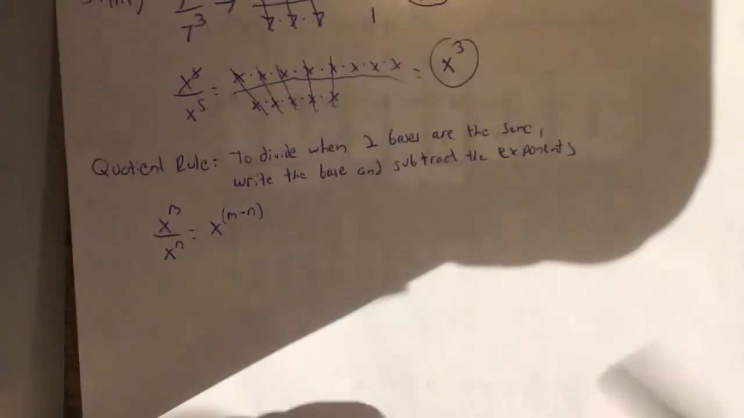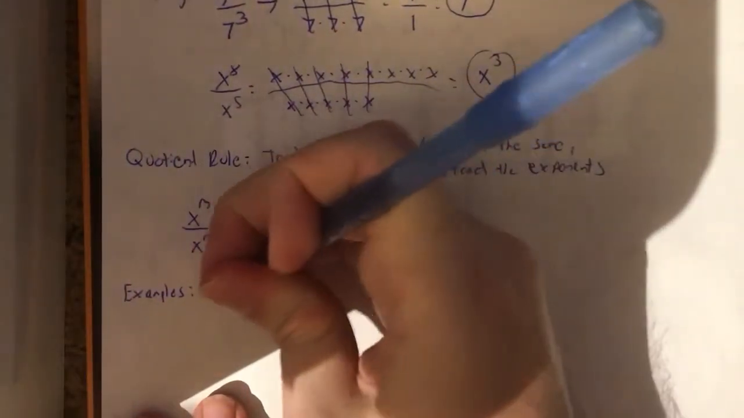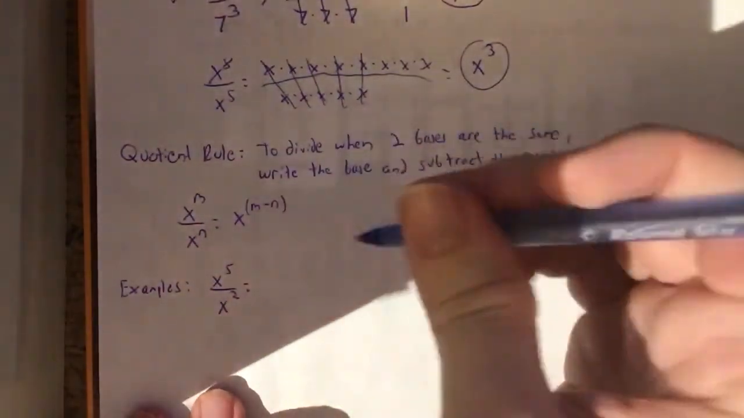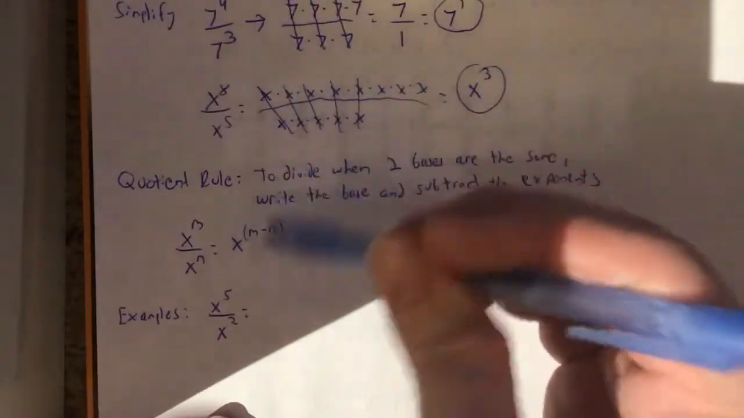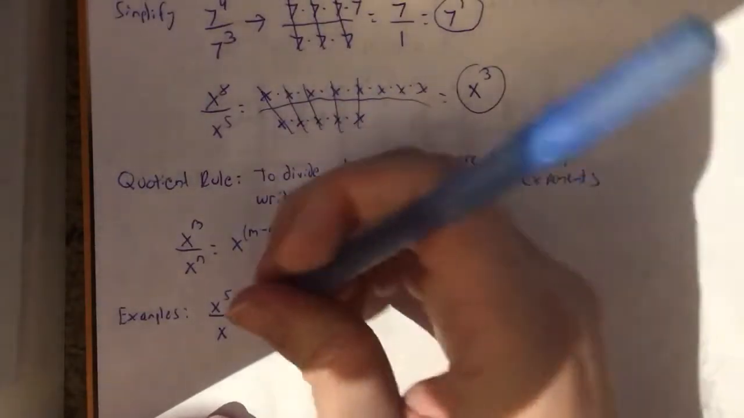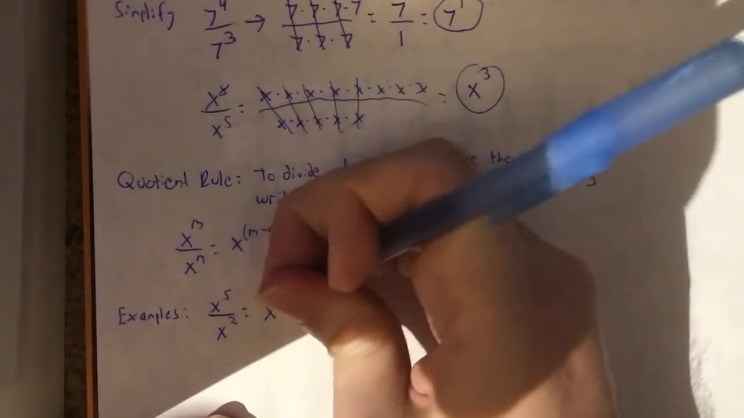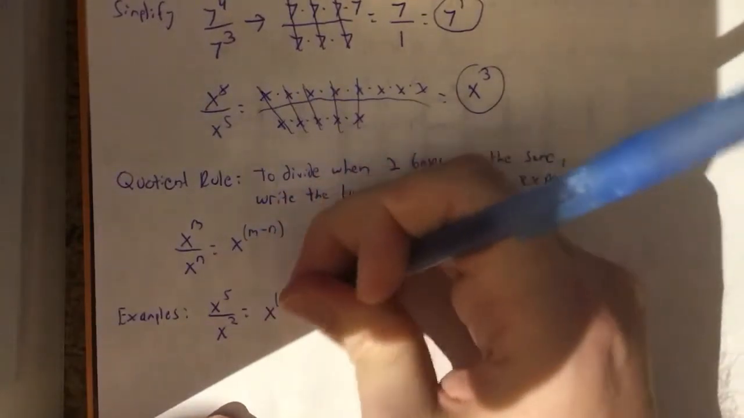So we'll look at 3 examples that show this. Okay, first example, x to the 5th over x squared. I could do the expanded form, and you can always do this and cancel, but it's probably quicker to use the quotient rule. Since the bases match, they're both x, I write the base, subtract the exponents. I get x to the 3rd. Done.